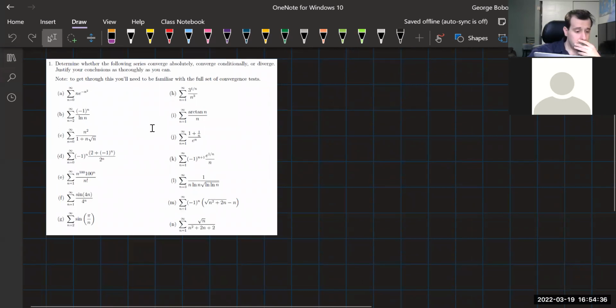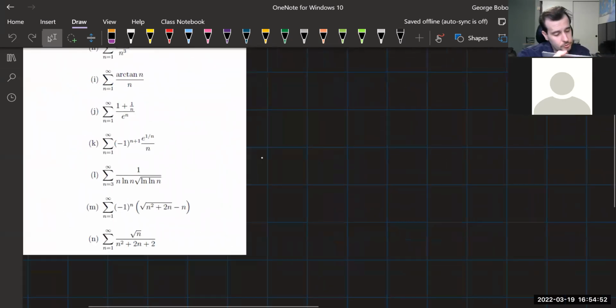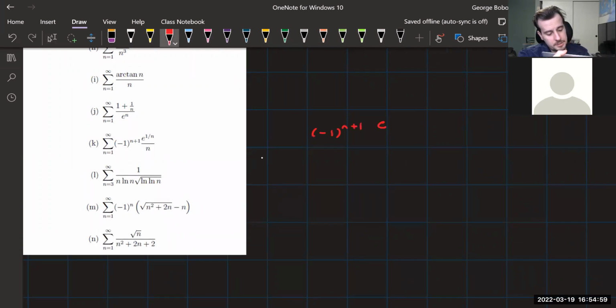If I were you, pick one that you like here, that you want to work on. One that's not obvious to you. K. So K here says -1 to the n plus 1, and we're multiplying by e to the 1 over n, and then dividing by n. And our series is going from 1 to infinity.